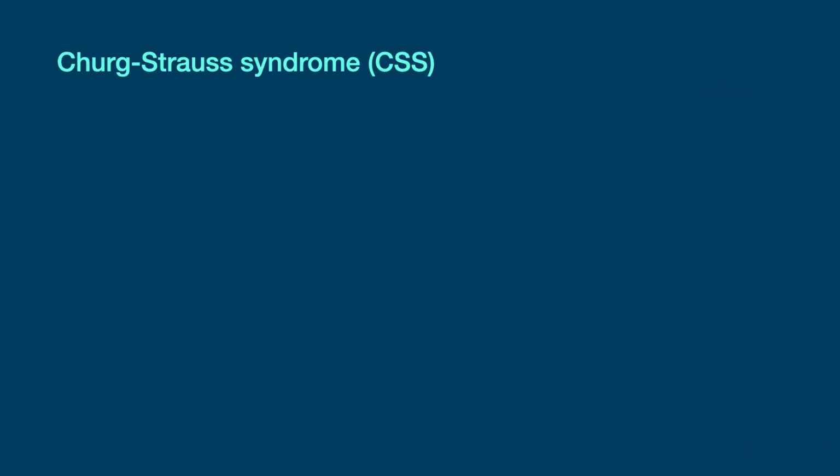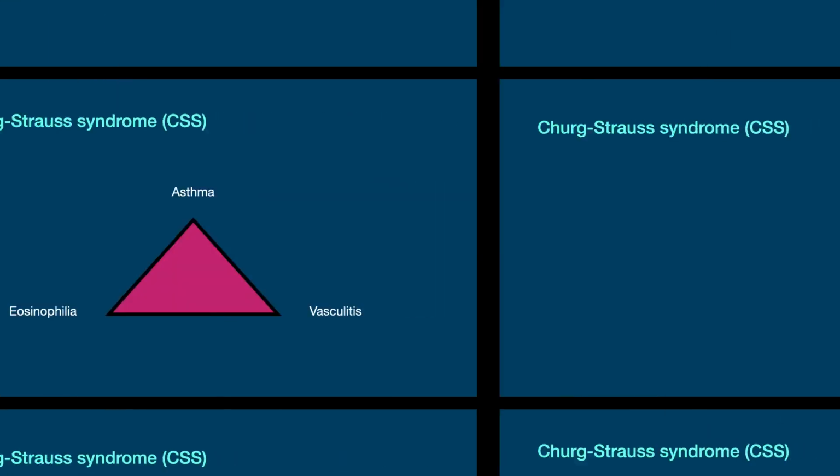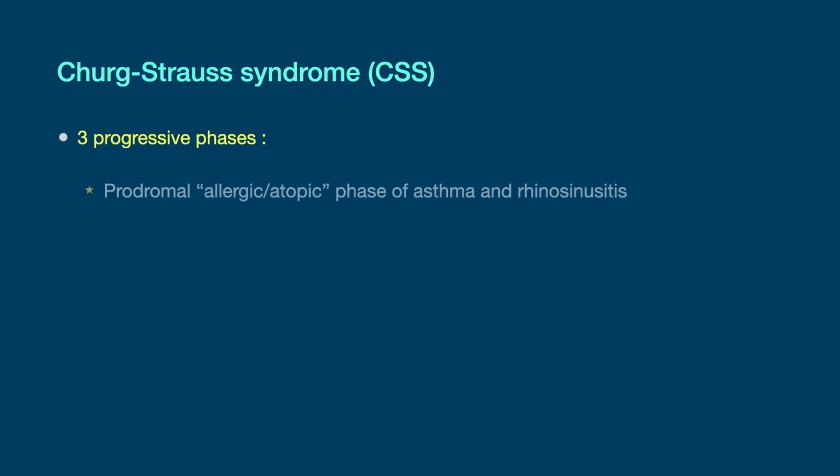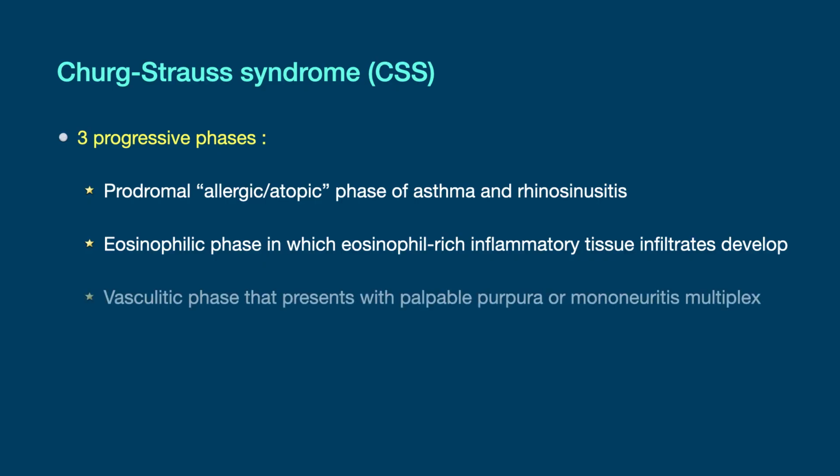Churg-Strauss syndrome is typically characterized by the triad of asthma, eosinophilia, and vasculitis. Churg-Strauss syndrome is described as having three progressive phases, which are the prodromal, or allergic or atopic phase, of asthma and rhinosinusitis, an eosinophilic phase in which eosinophil-rich inflammatory infiltrates develop, and a vasculitic phase that presents with palpable purpura or mononeuritis multiplex.